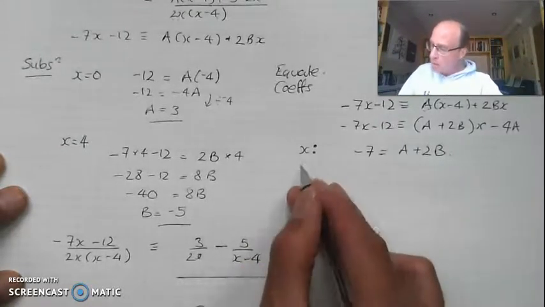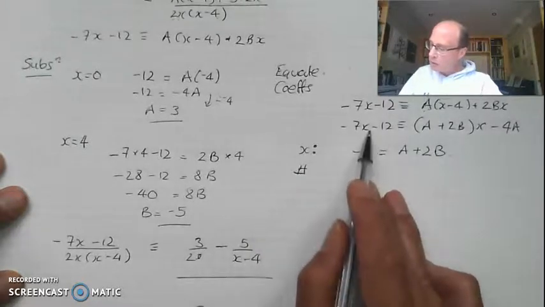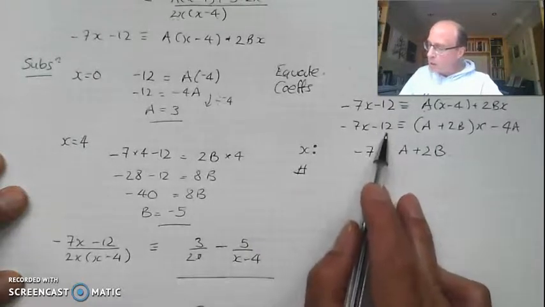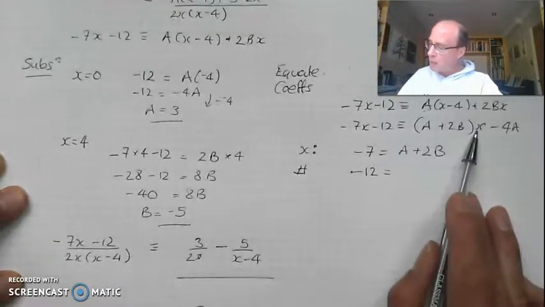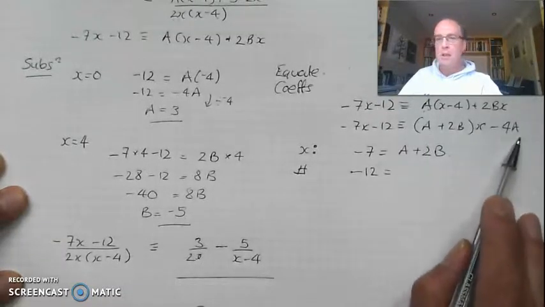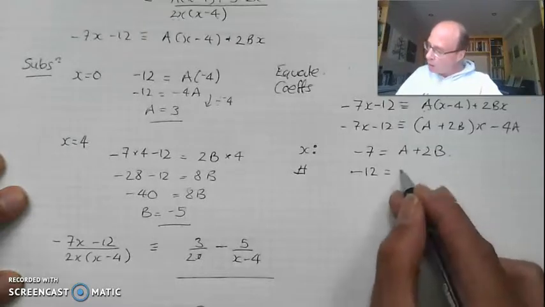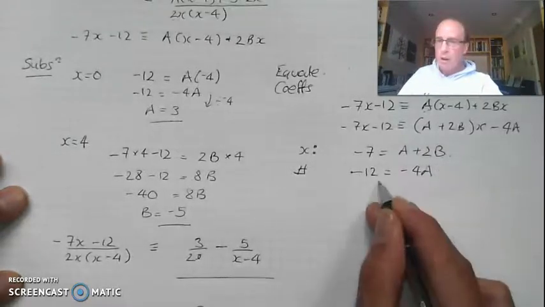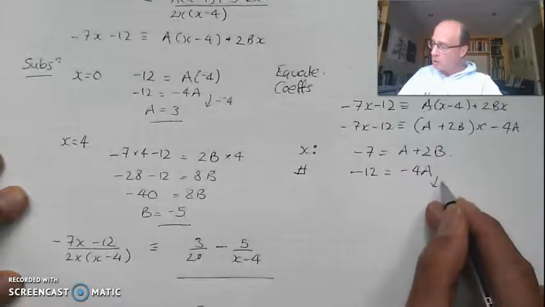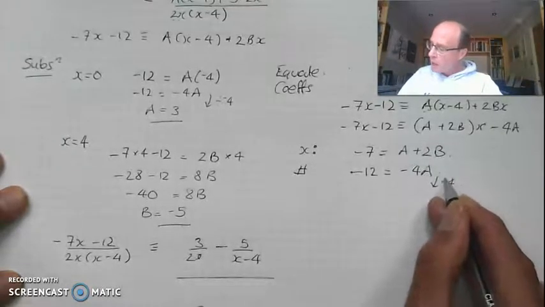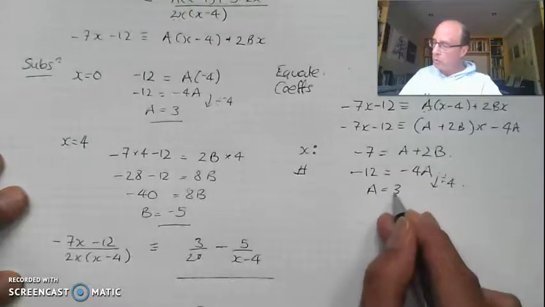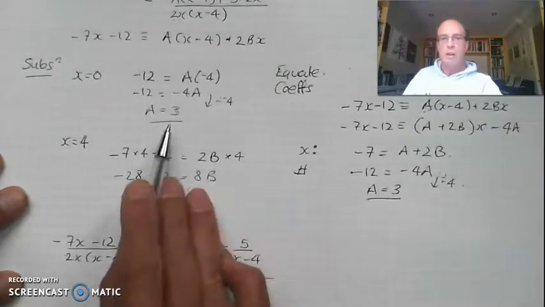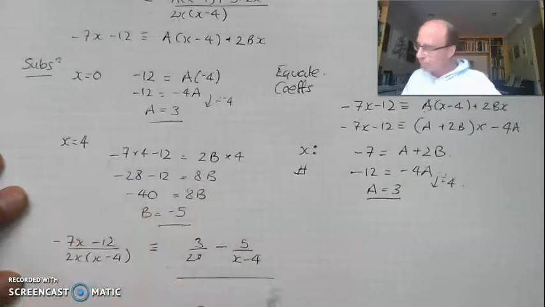So let's have a look at my number. Those are my x terms, my number term, my negative 12, that's got to be equal to negative 4a. So negative 12 equals negative 4a. Well, I can solve that, I can divide both sides by negative 4, and that's going to give me a equals 3. Same value that I've got over here, so I'm feeling fairly confident.